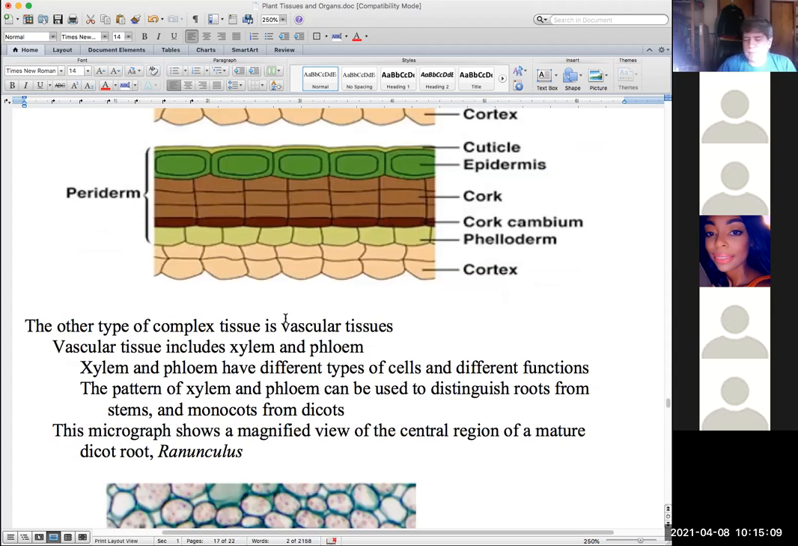So the other type of complex tissue is vascular tissues, and we will look at them tomorrow. Are there any questions before we leave today about the tissues we've talked about or anything else that comes to mind?